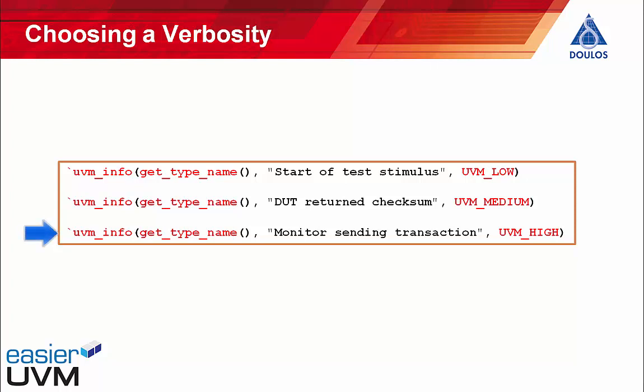So UVM_HIGH is a good choice for messages related to debugging the testbench or the UVM environment, as opposed to messages debugging the DUT. So for messages related to debugging the UVM code itself, you might select UVM_HIGH, and that means those messages are less likely to be output. But don't just choose the verbosity level at random, otherwise you'll find things will get very much out of control when you come to running your simulations. It's always worth being disciplined about choosing the verbosity level.